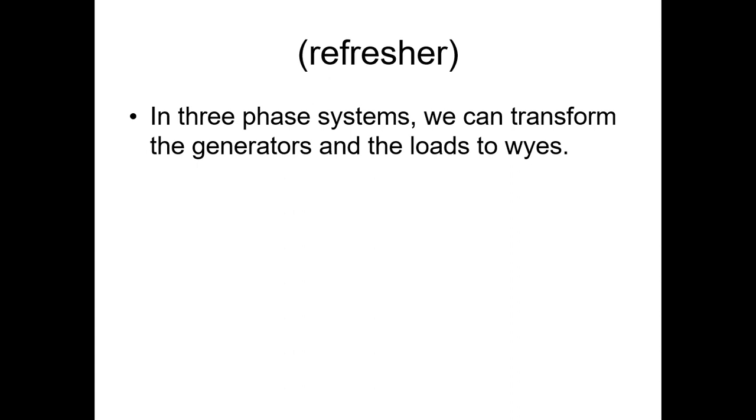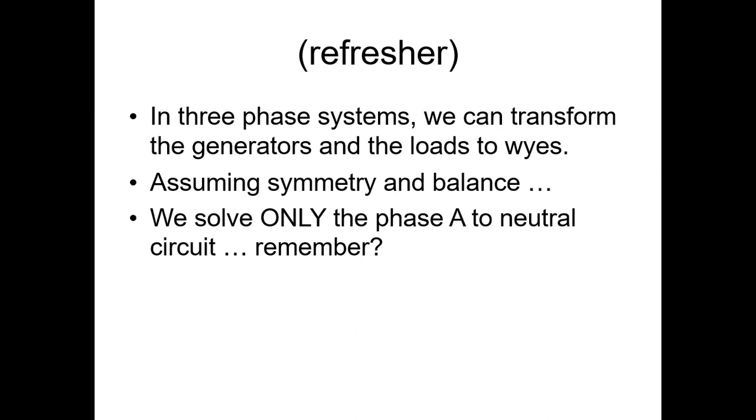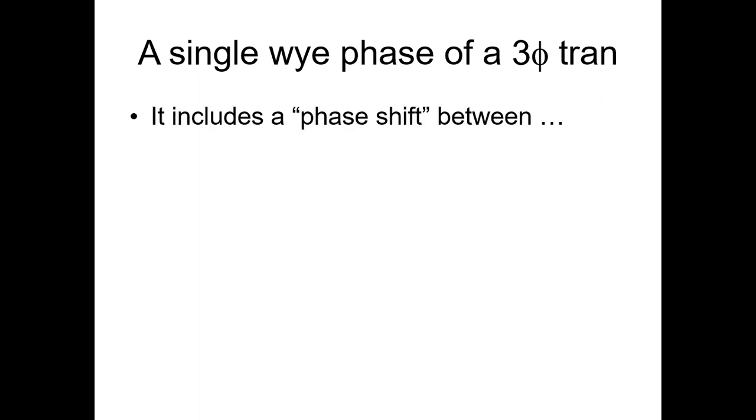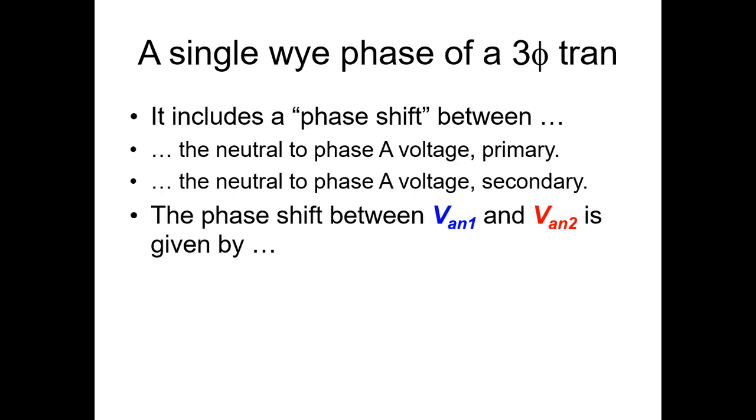We remember in three-phase systems that we can transform the generators and the loads to Ys, assuming there is symmetry and balance, of course. And then we solve only the phase A to neutral circuit. Remember that. A single phase, a Y of a three-phase transformer. We have seen ideal transformers and the representation of a single-phase transformer. But how do we include the phase shift between the primary and the secondary in a three-phase clock connection? Let's see how.